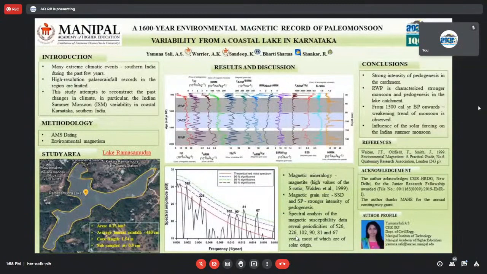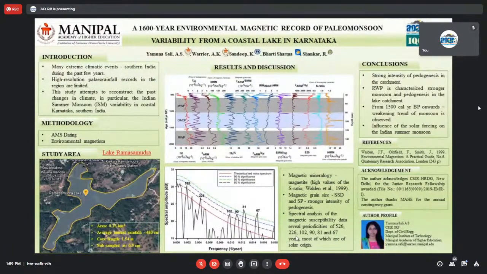The magnetic mineralogy of the RSL is mainly composed of magnetite, as indicated by the high values of the S ratio. The spectral analysis of the magnetic susceptibility data of the RSL was done. It identifies the periodicities in data. Periodicities of 526, 226, 102, 90, 81, and 67 years were obtained, most of which are of solar origin. This indicates the influence of the solar forcing on the Indian summer monsoon.